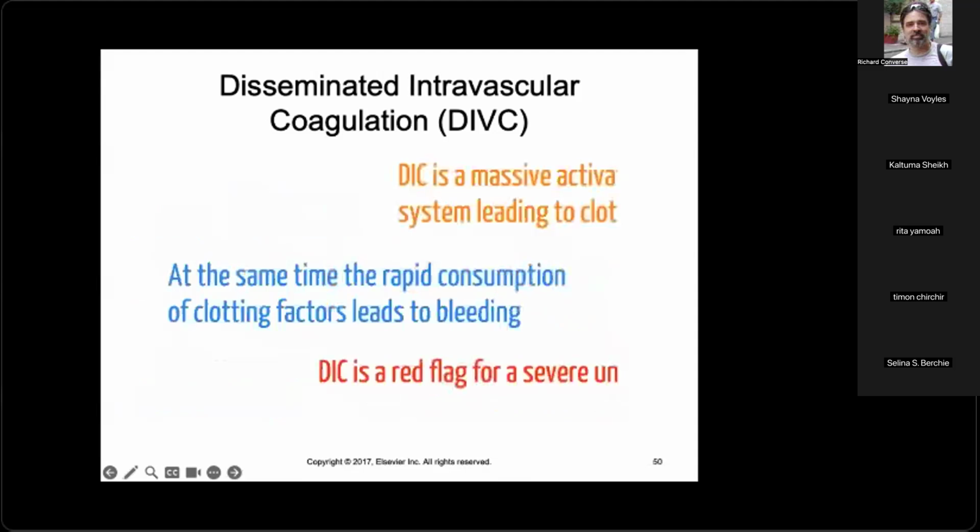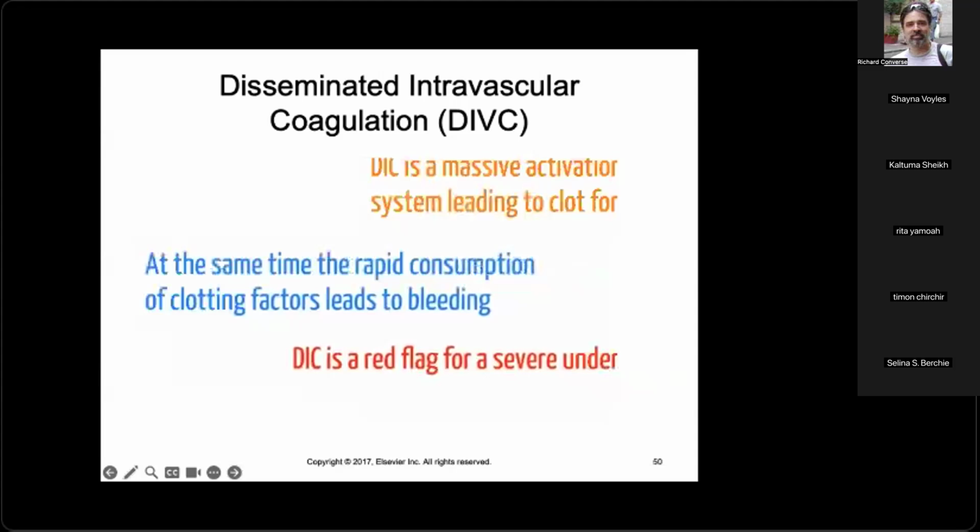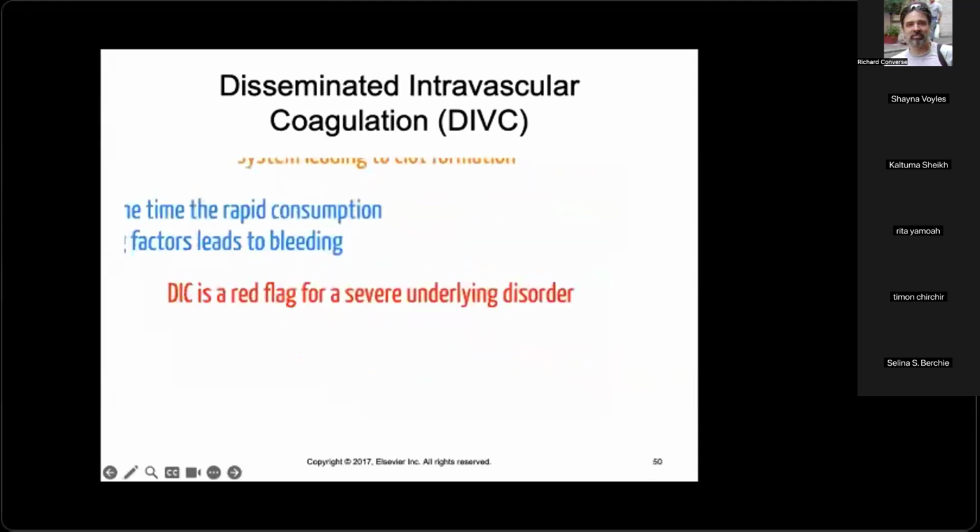At the same time, because your body is using up all these factors to create these clots, there are not enough left to prevent your body from bleeding. DIC is characterized not only by clot formation, but also by excessive bleeding. In patients who do have DIC, this is a red flag for a severe underlying disorder. DIC is never a primary diagnosis, but a secondary diagnosis.